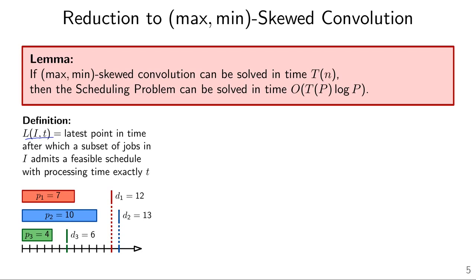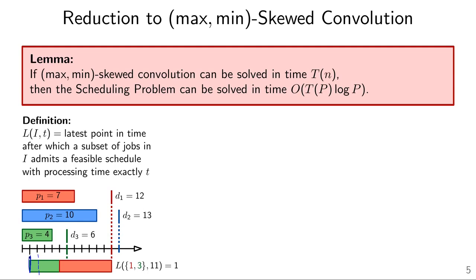As an example, again, this is the example from the very beginning. Consider the set of jobs, which includes the red and the green job, and set t equals 11. Now, what's the latest point in time after which we can schedule a subset of the red and the green job of processing time exactly 11? This is 1. Because for processing time 11, we really have to schedule both jobs. And if we were to schedule them any later than 1, say at 2, then we would violate at least one of the deadlines.